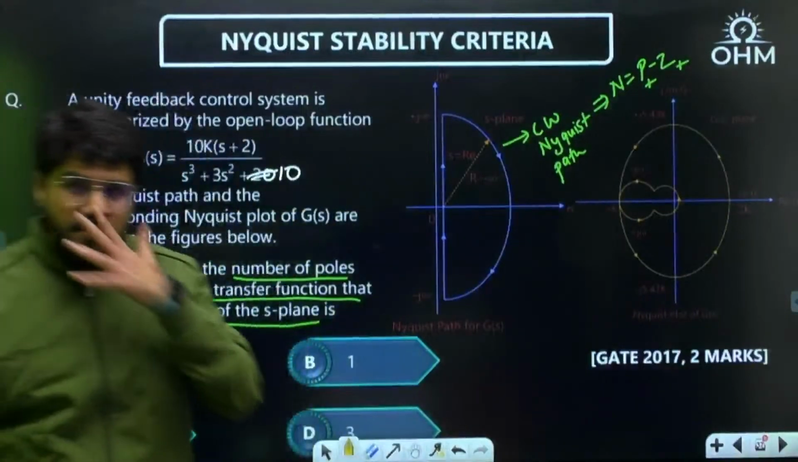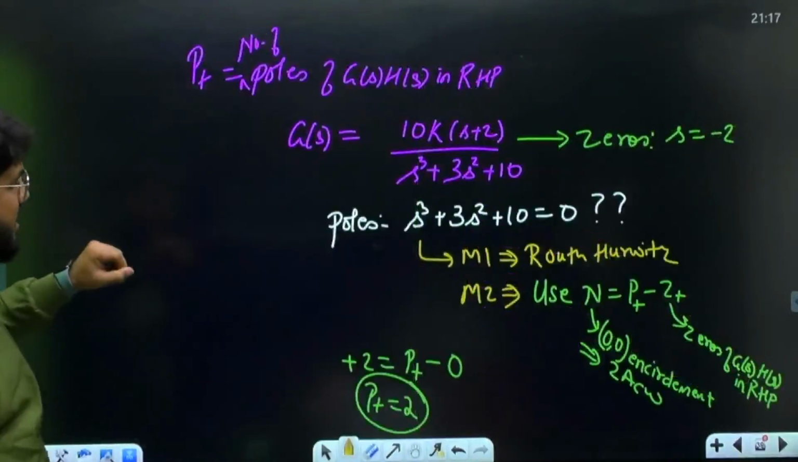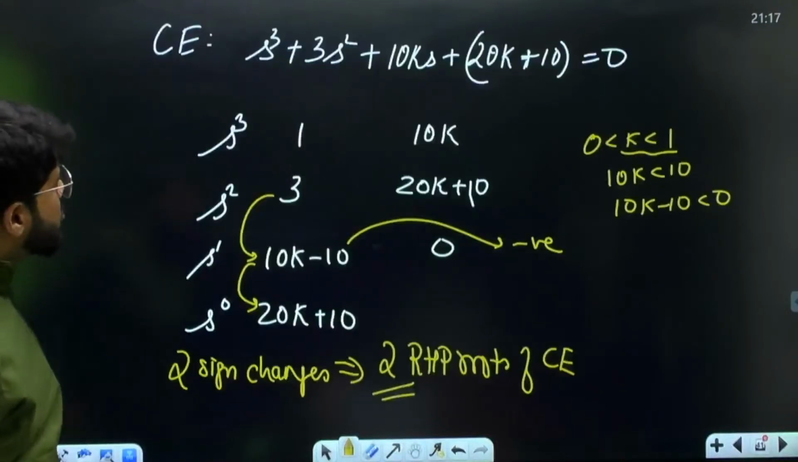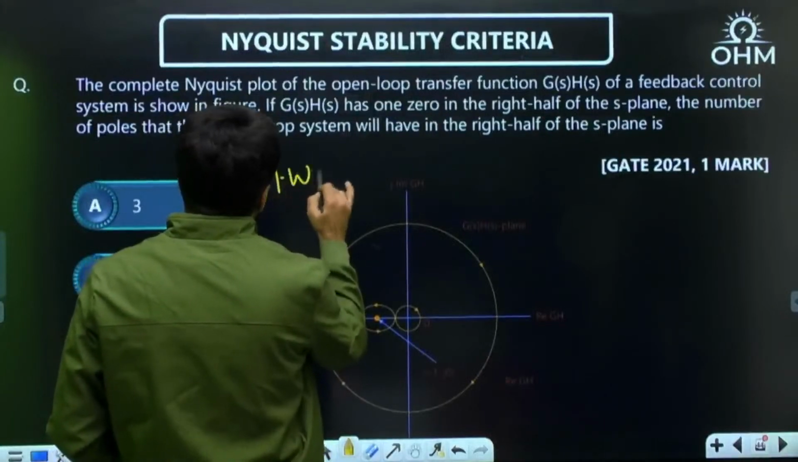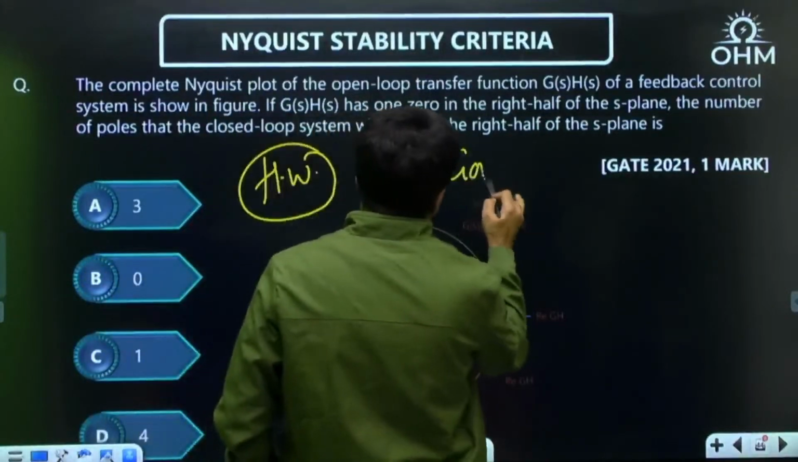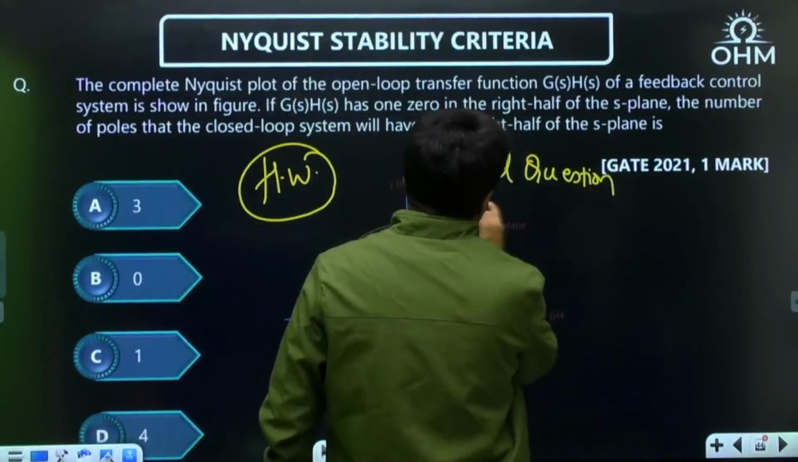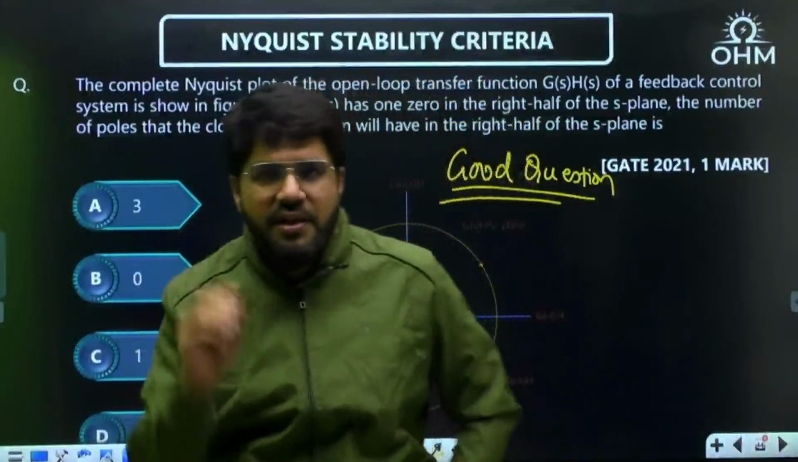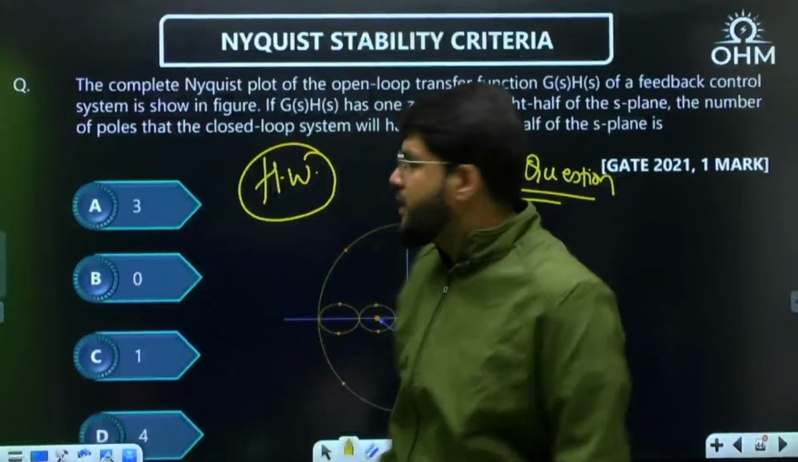Now, if this whole story is clear, we have used two cases, encirclement of 0 and of -1, 0. So now try one question as homework: GATE 21, a very good question. Although it is 1 mark, this is a good question of GATE 21. Try it as homework, mention the answer in the comment box, and I will reply whether your answer is right or wrong.